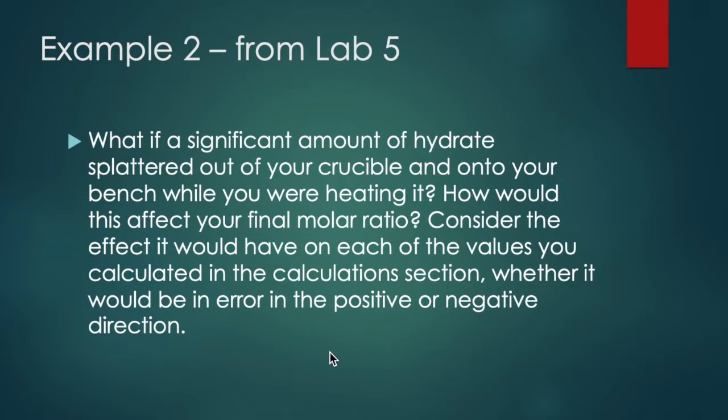All right, here is another example of a possible error that could happen in Lab 5, the hydrate lab. One of the questions at the end of Lab 5 asks you about this possible error. What if a significant amount of hydrate splattered out of your crucible onto your bench while you were heating it? How would this affect your final molar ratio?